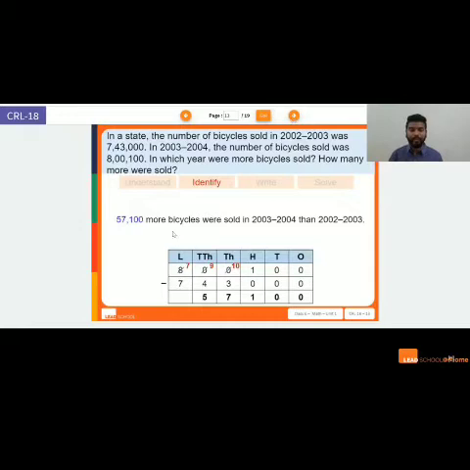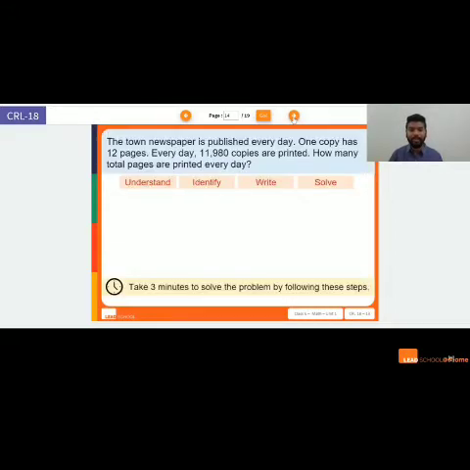Alright. Then 57,100 more bicycles were sold in 2003 to 2004 than 2002 to 2003. Yeah, this is an obvious reason. Let us look at the next problem.